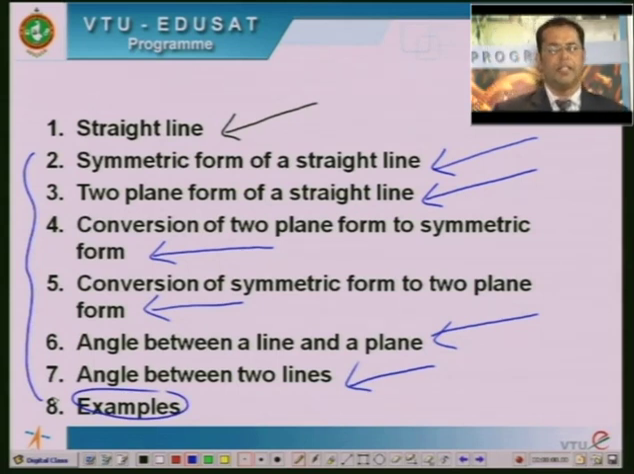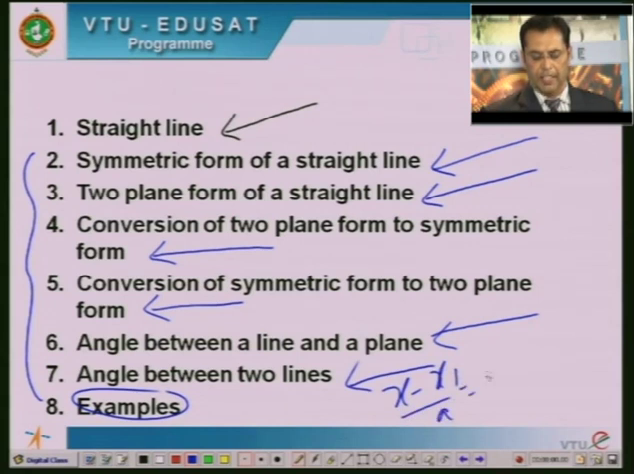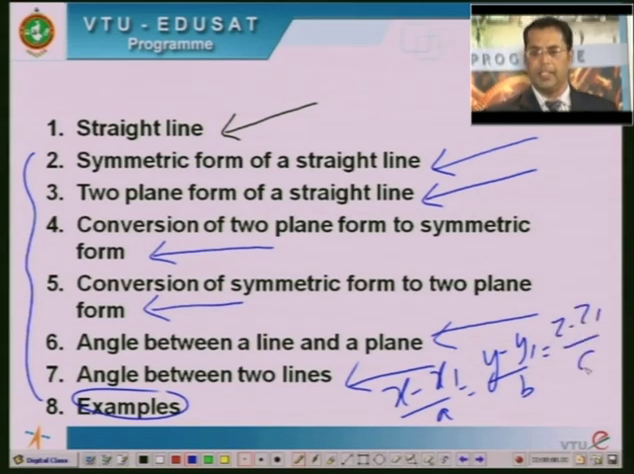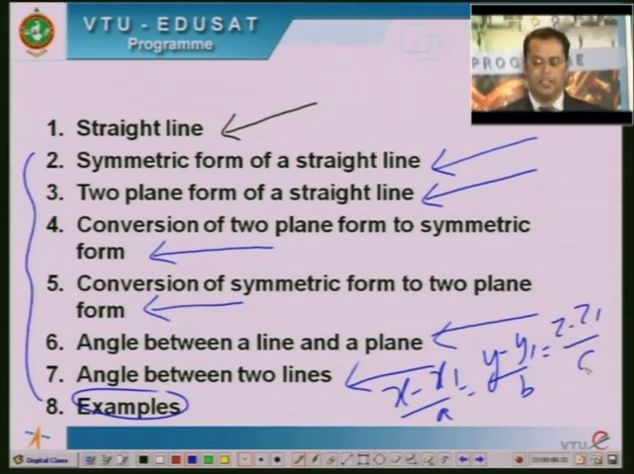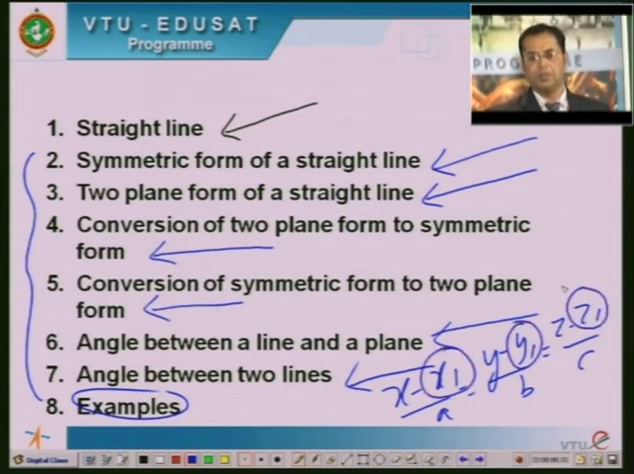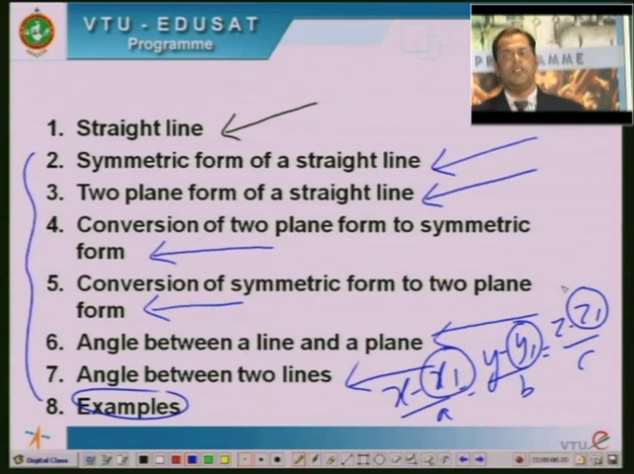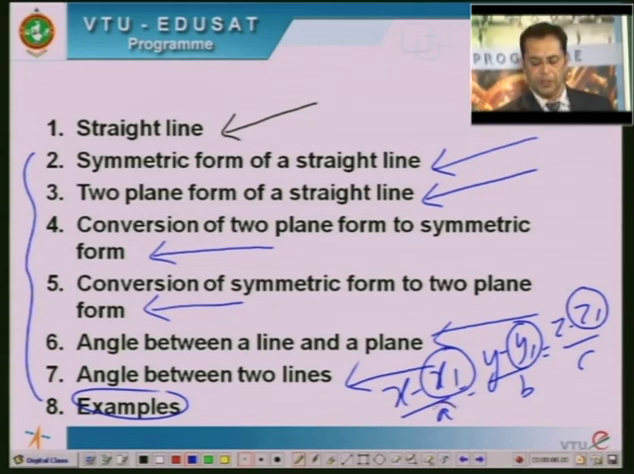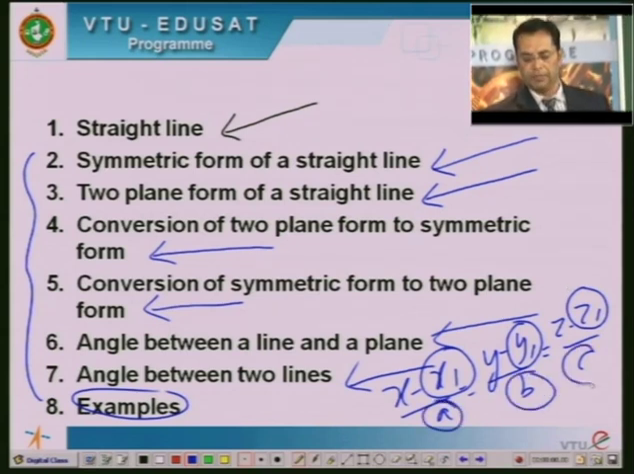Let me remind you, friends, that in the symmetric form of the line, the expression of the line was like this: (x minus x1) by a equal to (y minus y1) by b equal to (z minus z1) by c. In this representation, this was the line that passes through the point (x1, y1, z1) and has direction ratios a, b, c.